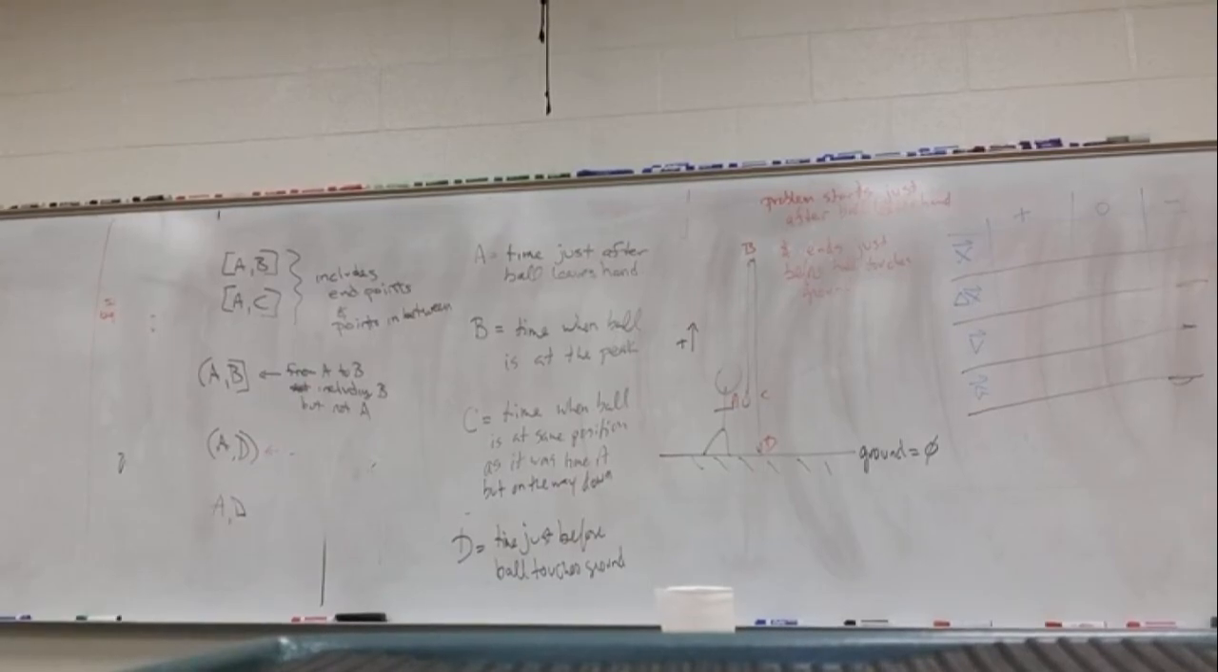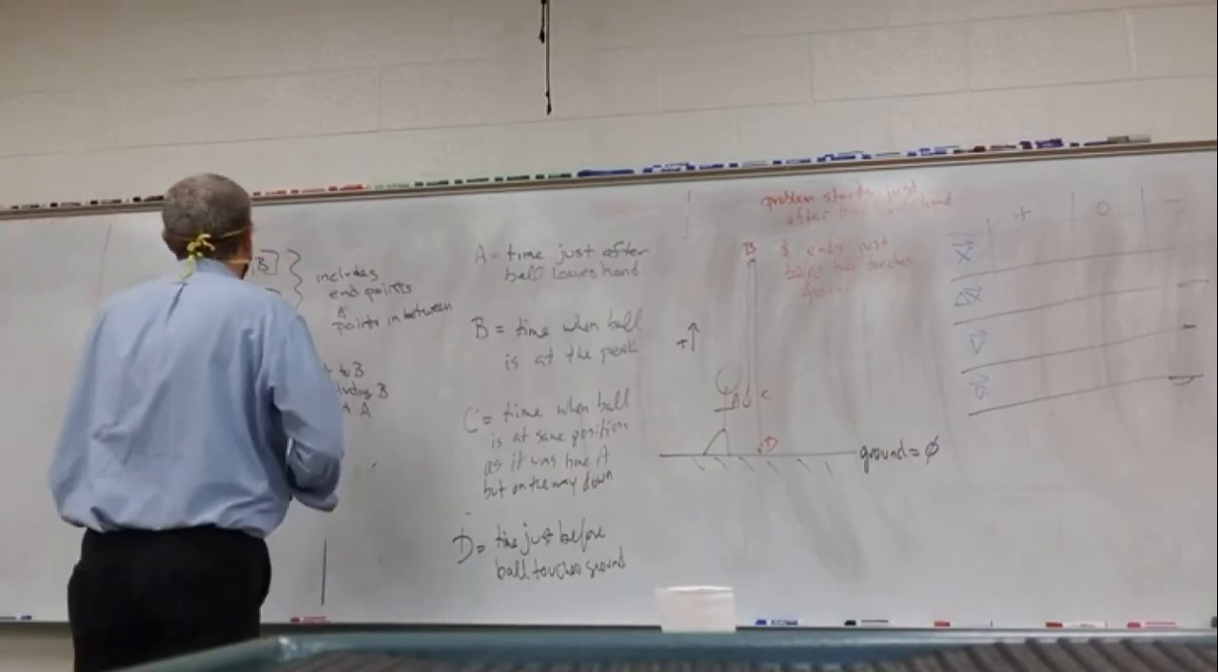Or is it staying constant? Oh, it's staying constant. Gravity is just acting downwards. The ball never actually makes it to the ground itself. So from A to C is positive, including C. I got that wrong this time.